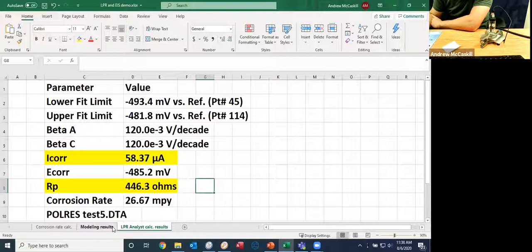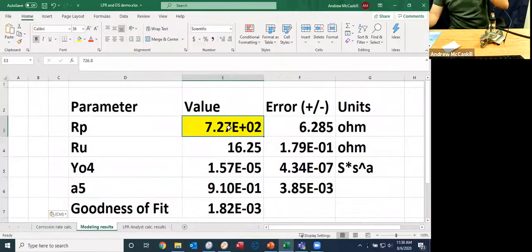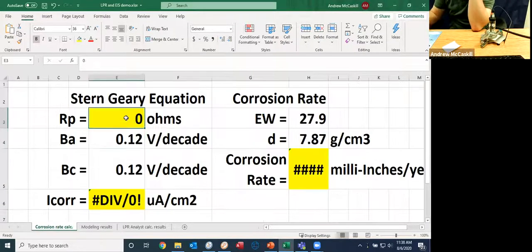But still, let's go back to these values. So we have about 727 is what we have. And we'll see what we end up with.